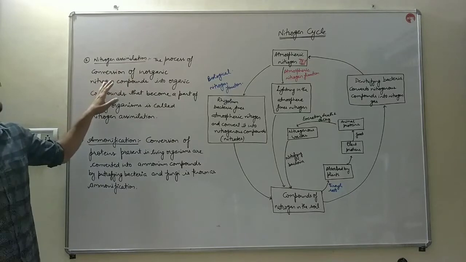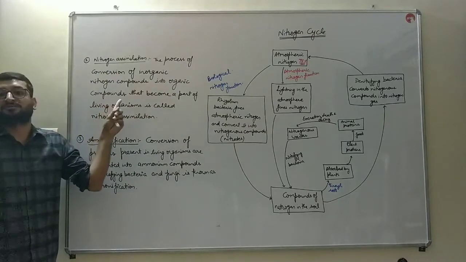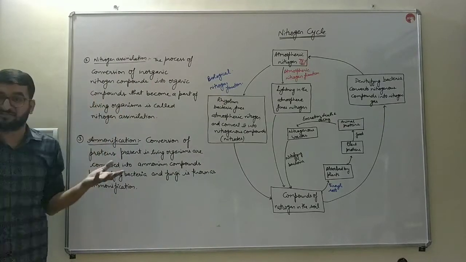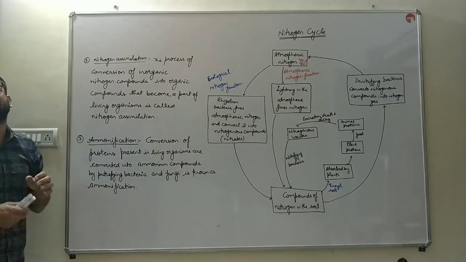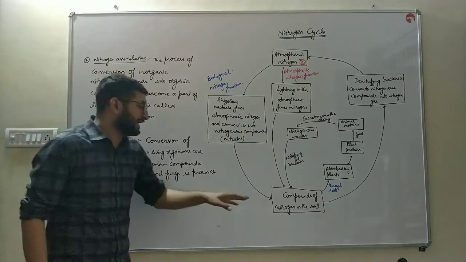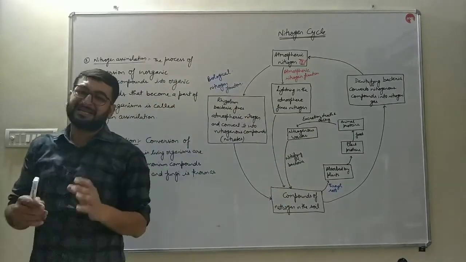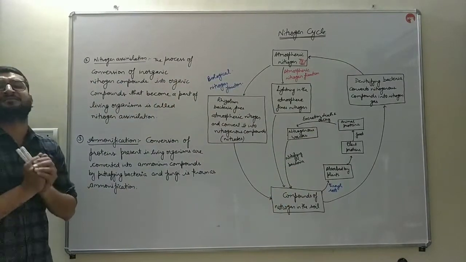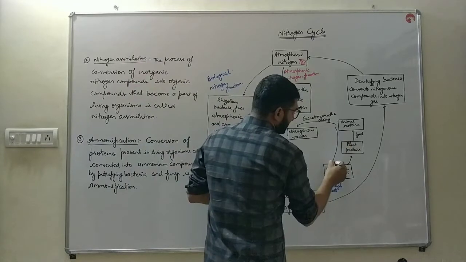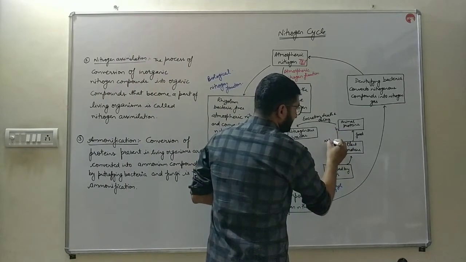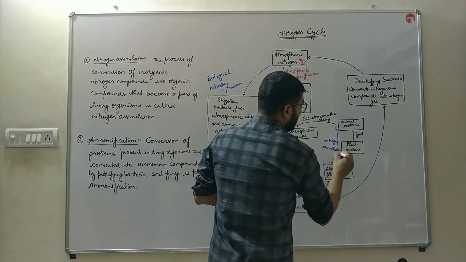The process of conversion of inorganic nitrogen compounds, that is nitrates, into organic compounds. Organic compounds means majorly the carbon compounds like proteins that become a part of the living organism's body is known as nitrogen assimilation. The conversion of inorganic compounds, that is nitrates of the soil, into the organic compounds, that is proteins, that become the part of the body of a living organism, is known as nitrogen assimilation. So all these steps are involved in nitrogen assimilation.